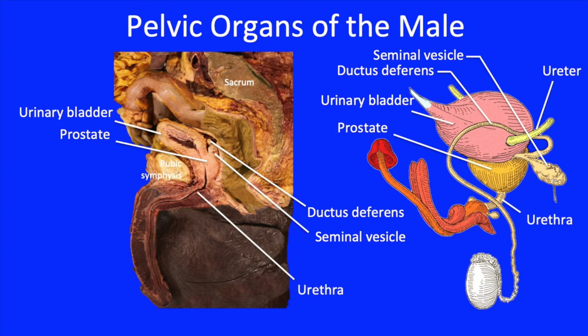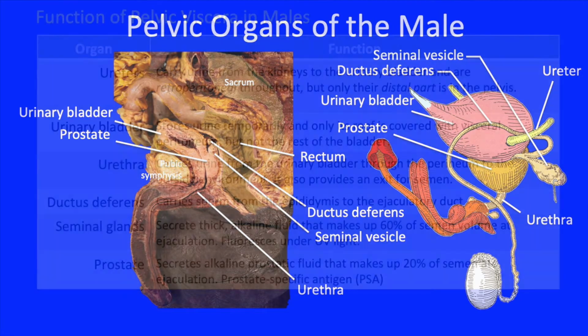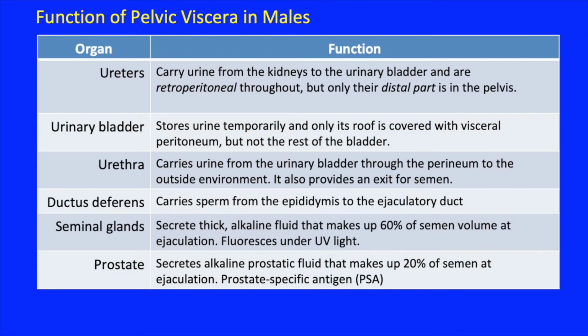The male urethra begins in the prostate and travels within the corpus spongiosum of the penis. We will discuss the penis when we discuss the perineum. Finally, here's the rectum, just posterior to the prostate. And again, here's a short table describing the minimum function for each male pelvic viscera that you should know.